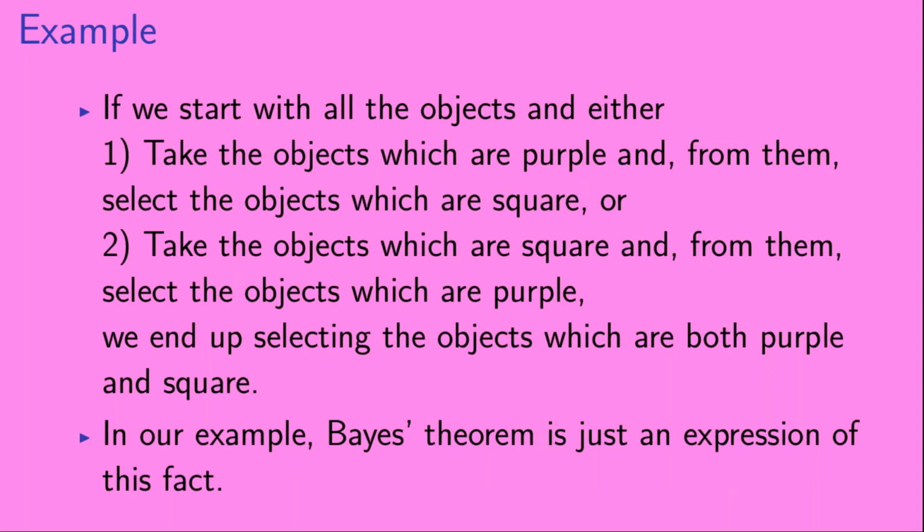So if we start with all of the objects and either 1. Take the objects which are purple and from them select the objects which are square, or 2. Take the objects which are square and from them select the objects which are purple, we end up selecting the objects which are both purple and square. In our example, Bayes' theorem is just an expression of this fact.